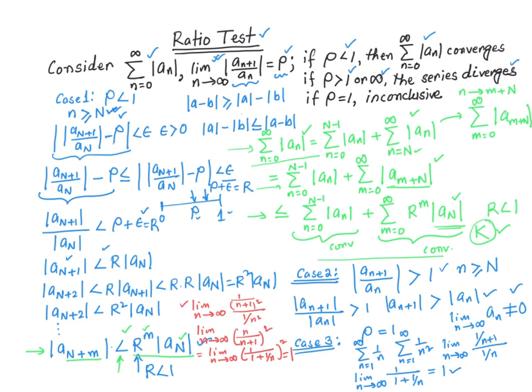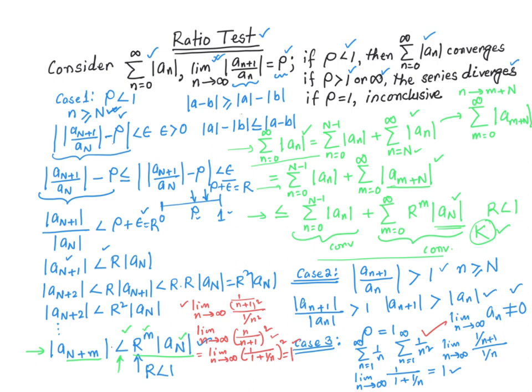So the limit as n approaches infinity of 1 over n plus 1 whole squared divided by 1 over n squared. If I simplify it, I get this, and then I divide both the numerator and the denominator by n squared. I get 1 over 1 plus 1 over n whole squared. And as n goes to infinity, this obviously goes to 1. But we do know that the summation from n equals 1 to infinity of 1 over n squared converges.